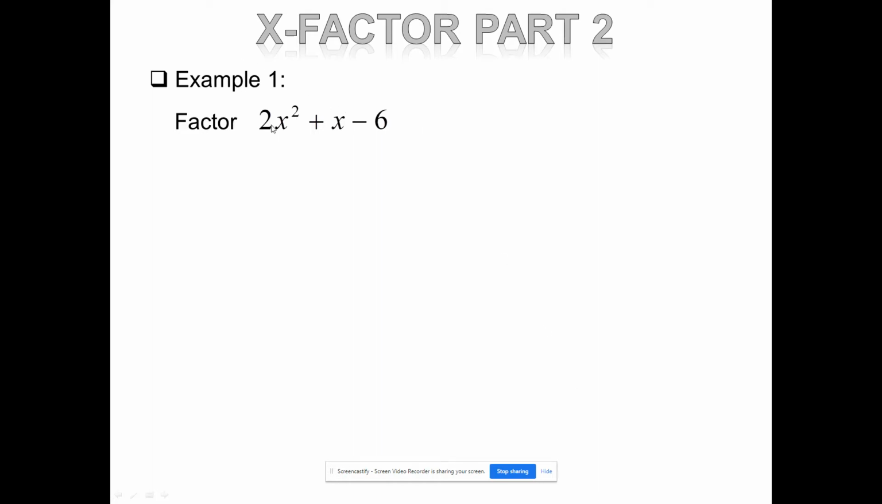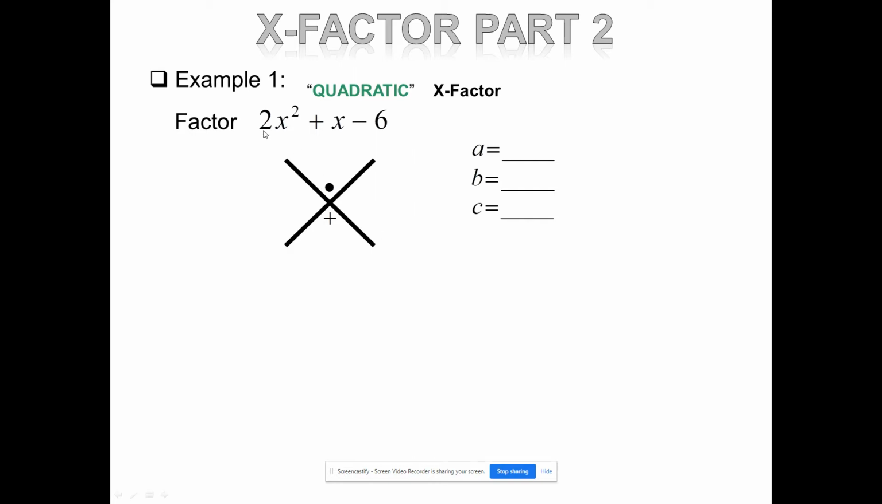Here's an example. We have a quadratic, and we're asked to factor. So what we do is we say, let's try x factor. In order to x factor, we need to know our a, b, and c values. So a is 2, b is 1, and c is -6. Remember, there's a hidden 1 right there. The top number is a times c, so we multiply 2 times -6, and we get -12. My b value is 1, and we need two numbers that multiply to -12, and the two numbers add to 1.